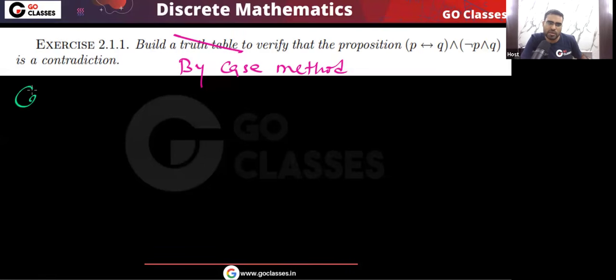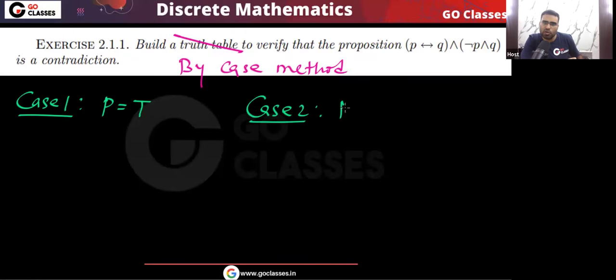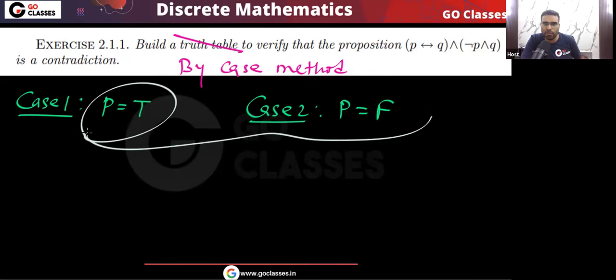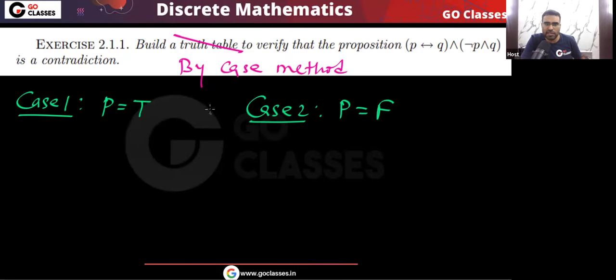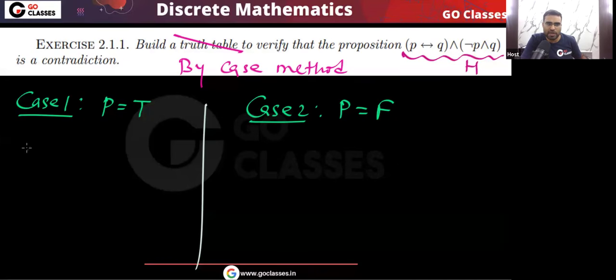So only two cases are possible. Yes or no? What is case one? Case one is p true. Okay, what is case two? Case two is p false, because only two cases are possible. Either p will be true or p will be false. There is no other possibility. Now you can see that in both the cases, let me call this expression h. Okay, now you tell me, what will be the truth value of h?